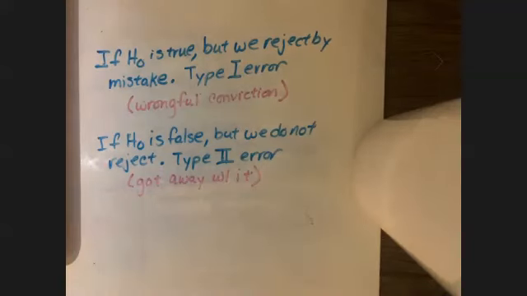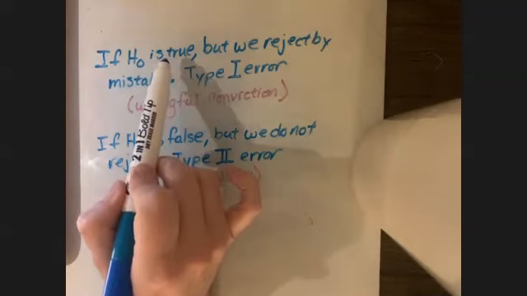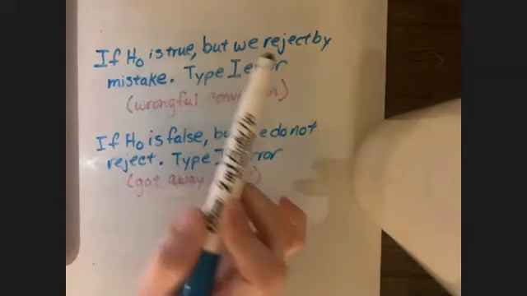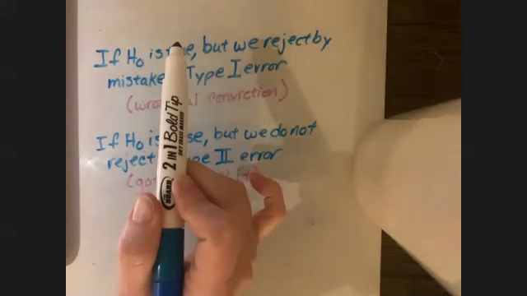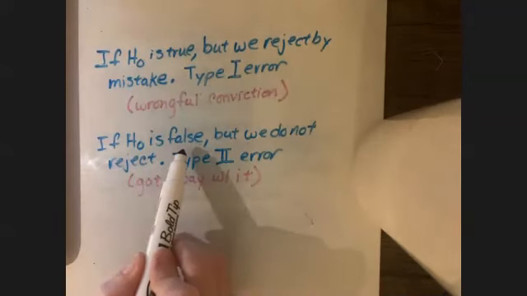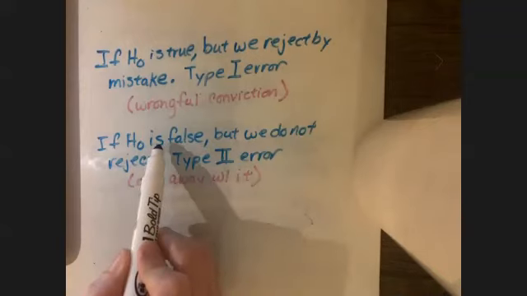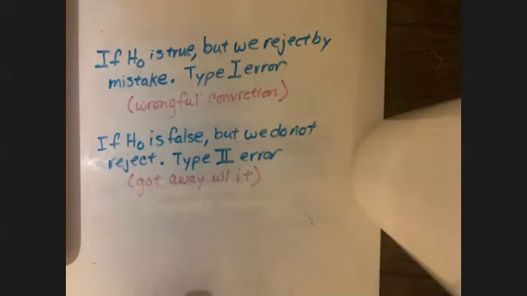Now we certainly have the two other scenarios. If H naught is true, so they were not guilty, and we did not reject, which means we kept it, then we did the right thing. If H naught is false, meaning they were guilty, and we rejected it, so we got rid of it because it was false, then we made the right decision. So we've got type 1 and type 2 error.